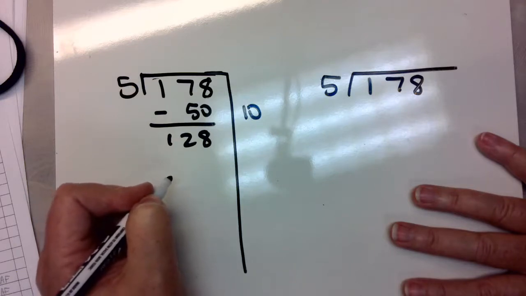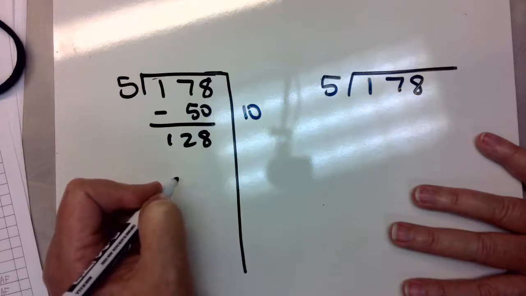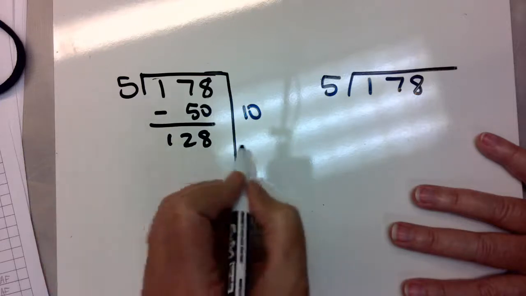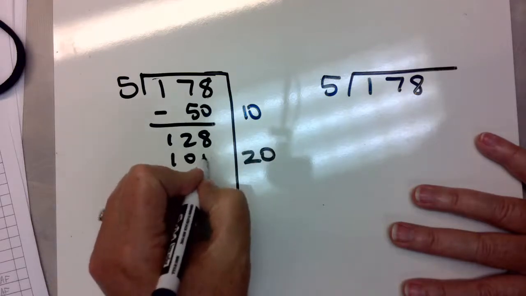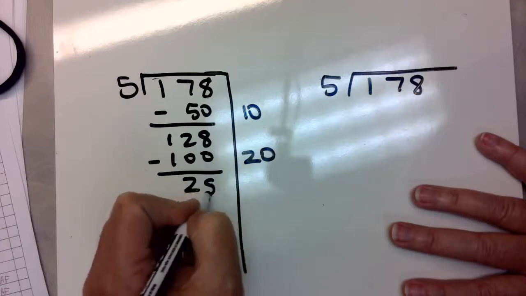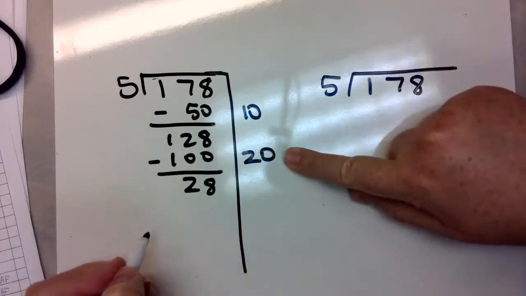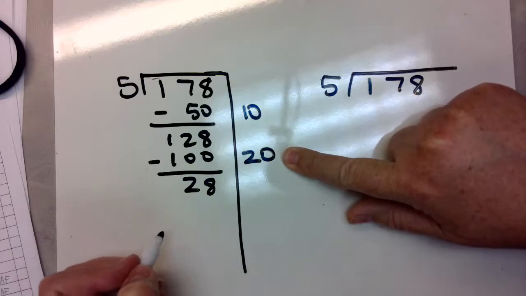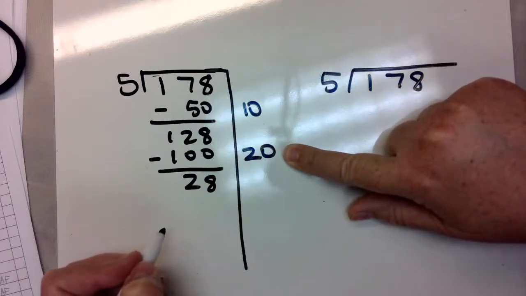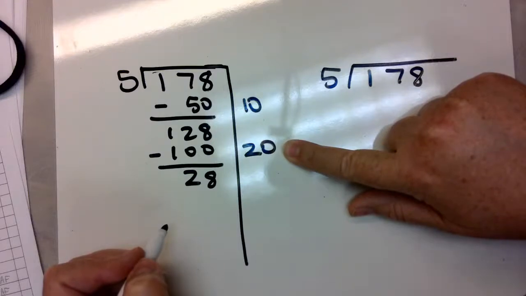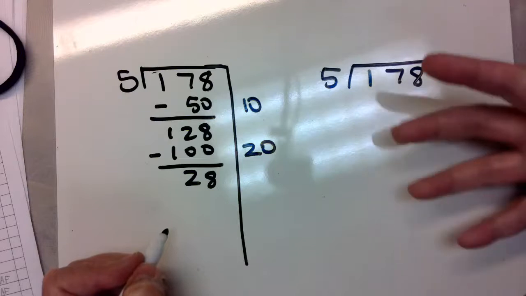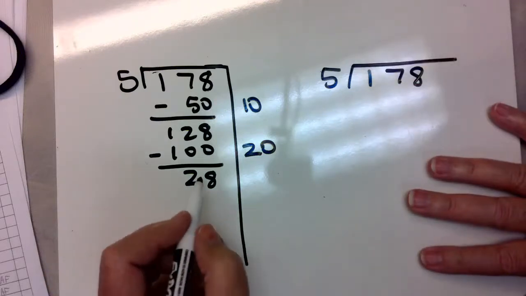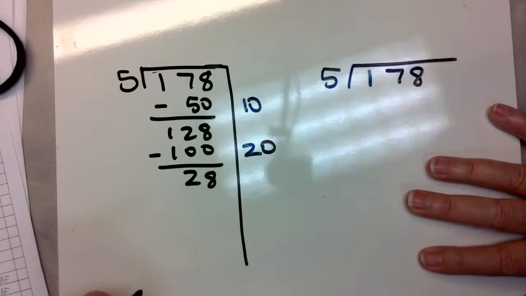Well, I can take out another 10, and you could certainly do that, but maybe somebody might recognize, you know what, I can take out 20 groups of 5, because 20 groups of 5 is 100. Now, if your students aren't to this point where they can recognize that they can take out 20 groups, that's okay. It's just giving that flexibility, pushing toward being able to get to the standard algorithm if they can take out bigger chunks. Alright, so now I've got 28.